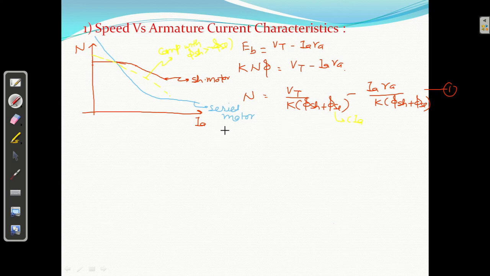Now one more characteristic, if series flux is more stronger than the shunt, so characteristic will be like a series motor, but because of the presence of the phi shunt, speed will not be dangerously high. The no load speed will not be dangerously high, it is slightly less than that. Clear? And characteristic will be like a series motor. So it is like that.